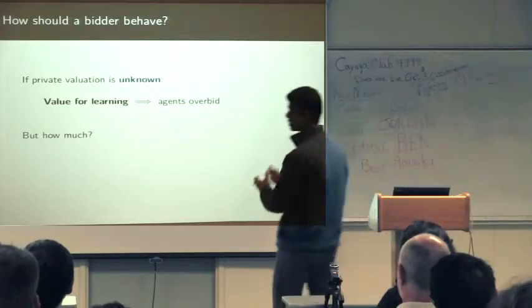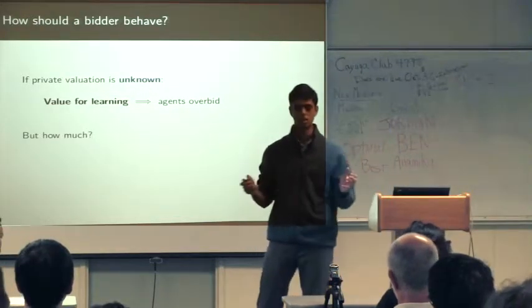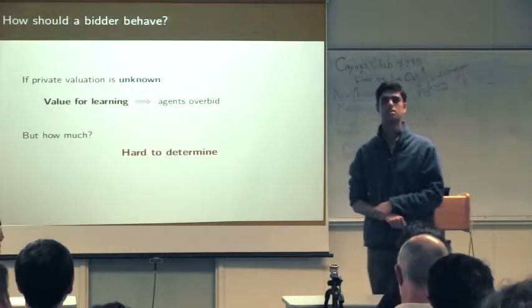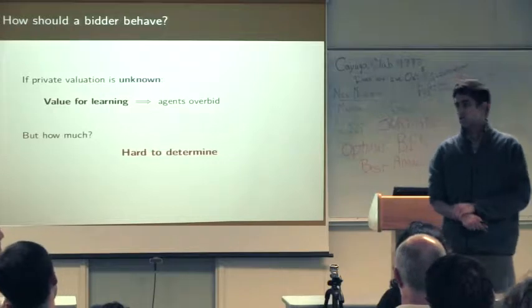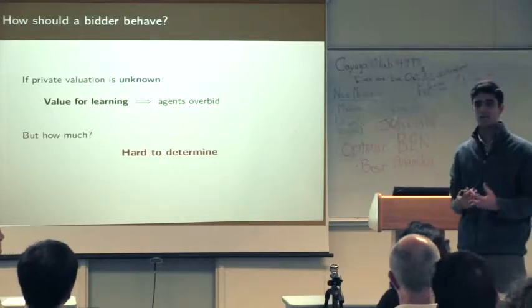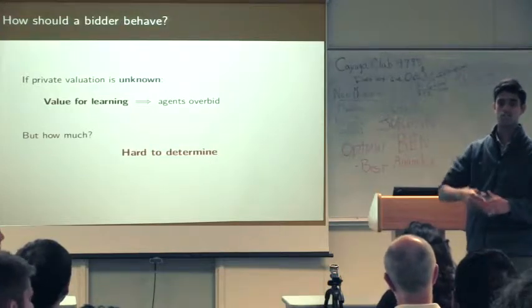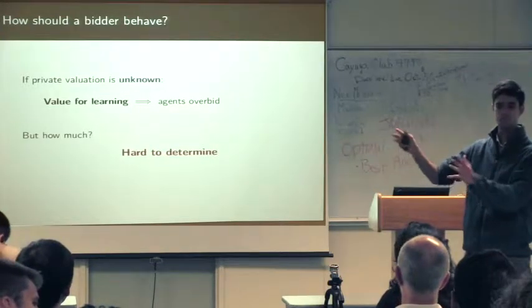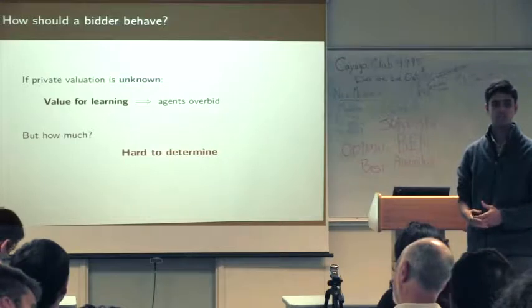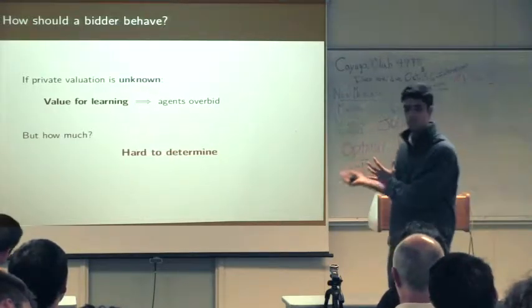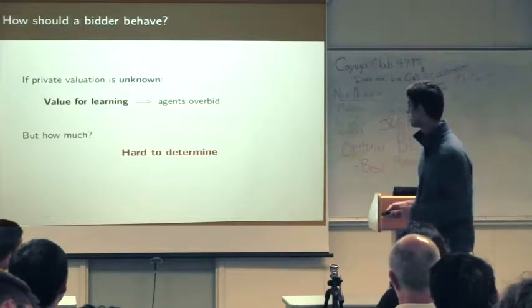But if you want to ask how much they would overbid, this is a very complicated problem, and in particular, it's very hard to determine. And the reason is because each agent's strategy will depend on how other agents in the market are behaving, and in particular, what they believe the future evolution of the bids would be. So it's hard to say how much they would overbid. But our intuition says that they would bid above their current estimation.